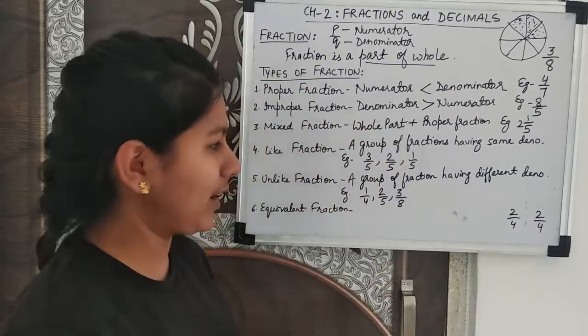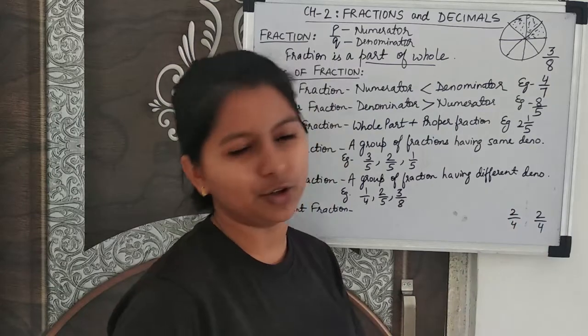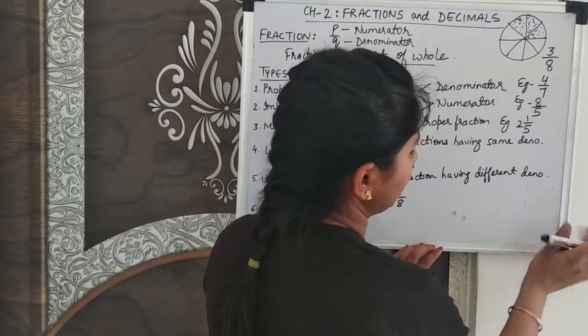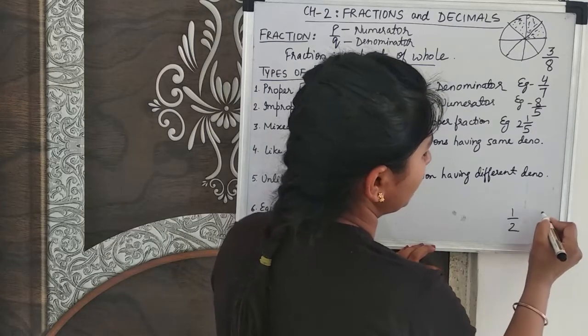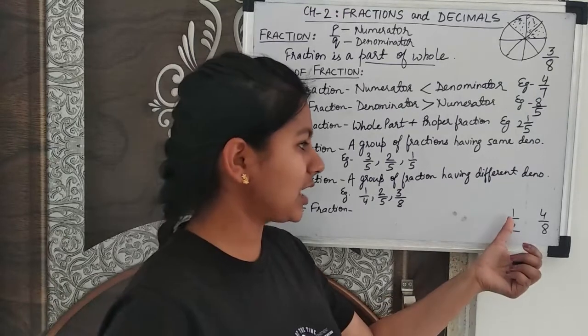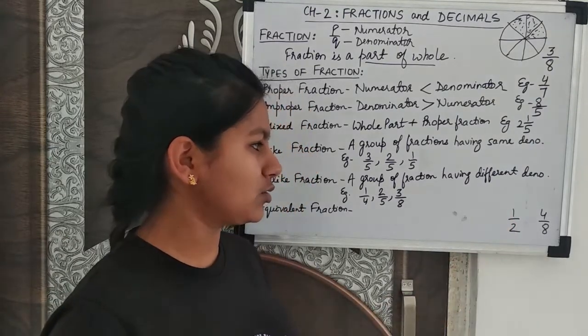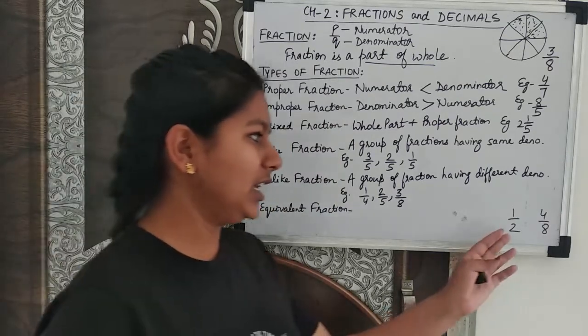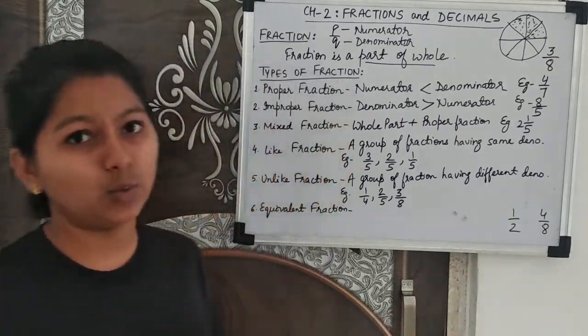Both are equal fractions because the numerator is the same and the denominator is also the same. But what if I write 1 by 2 and 4 by 8? In this case, you can see that the numerator is 1 and the denominator is 2. In the other case, the numerator is 4 and the denominator is 8. So anyhow, it is not looking equal.